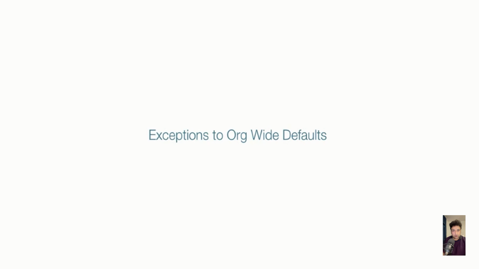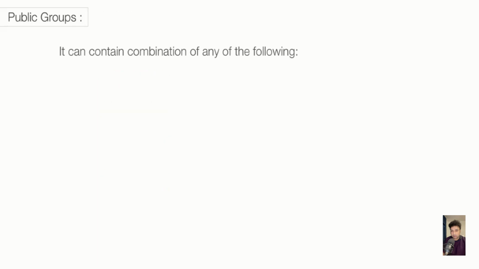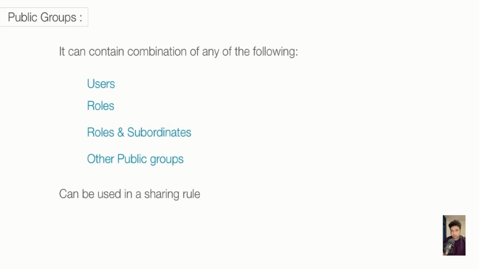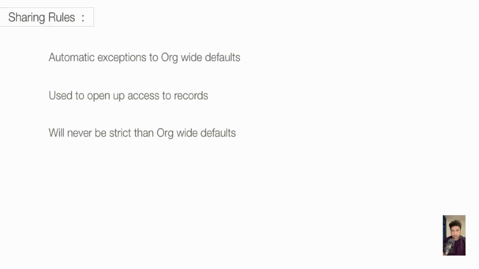You can make exceptions to organization-wide defaults using public groups, sharing rules, manual sharing, and role hierarchy. A public group can be a collection of users, roles and subordinates, and other public groups. A public group can be used in a sharing rule, or it can be used to share a folder. Sharing rules are used to open up access to records and will never be more strict than organization-wide defaults.